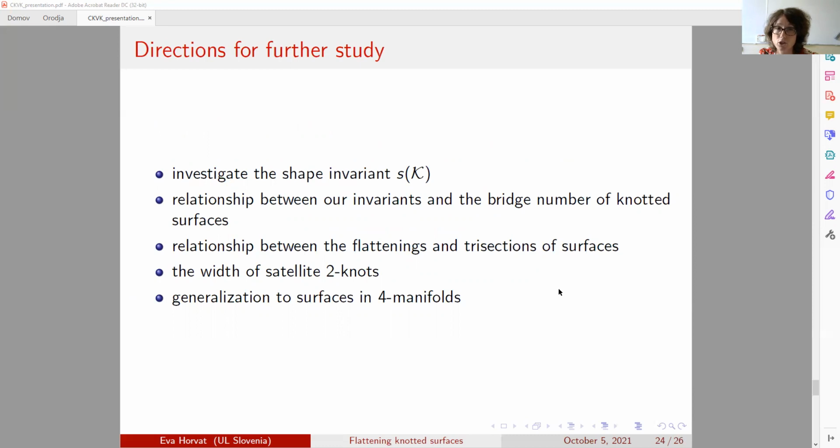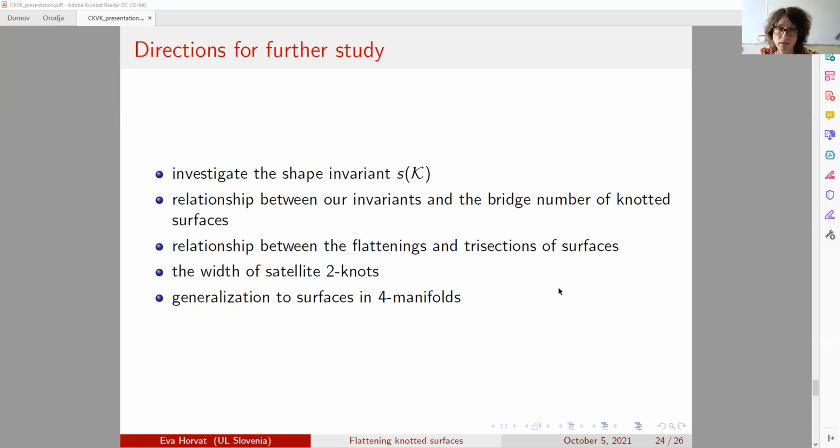Other possible ideas for further study is to see what the relationship between our invariants and the bridge number of knotted surfaces is. So Meier and Zupan, in their work about the trisections of embedded surfaces, defined the bridge number and also found some interesting results about this number for several classes of surfaces. And it's an obvious question of how this invariant, the bridge number, relates, for example, to the width or to the trunk of embedded surfaces.